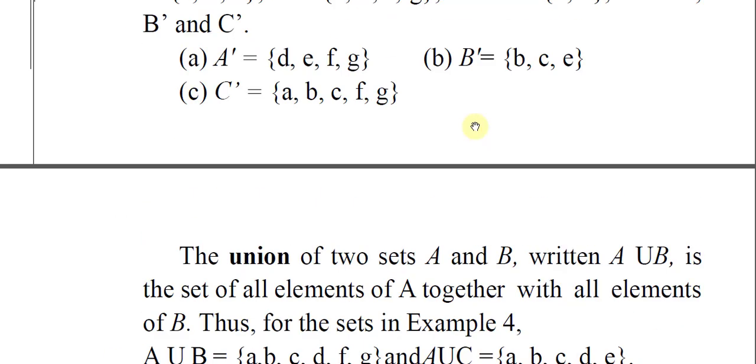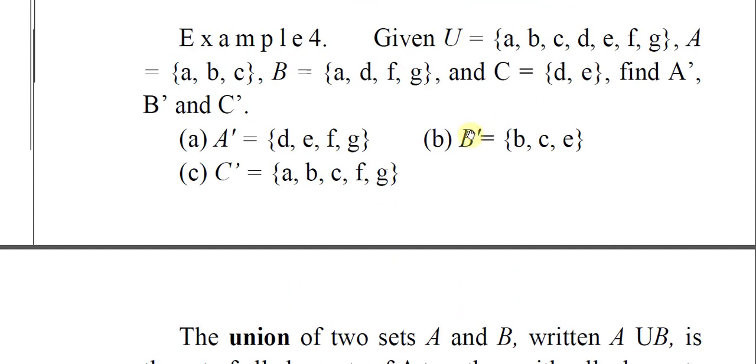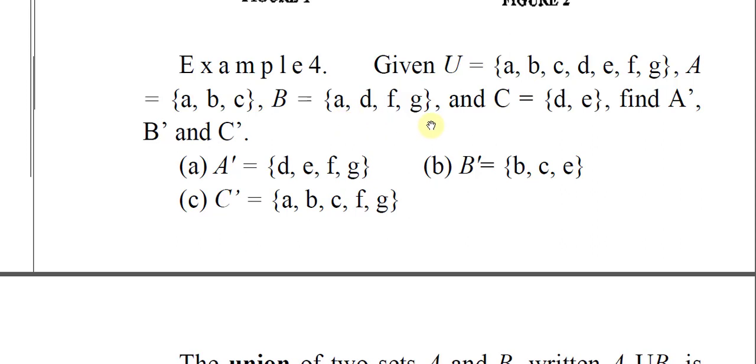Here, yeah, this one. So A difference B, it is B and C, correct? Because A, it is the same element, and B difference C, it is A, F, and G.